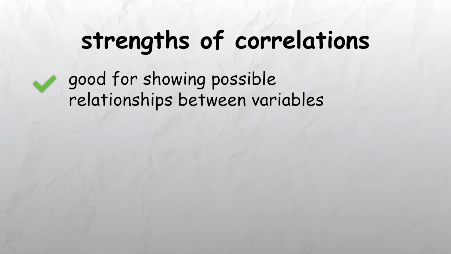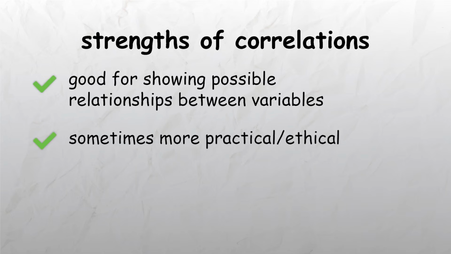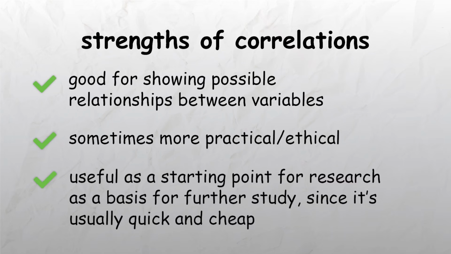Correlations are very good for showing the possible relationships between variables, and sometimes they are the only practical or ethical way of carrying out an investigation. Researchers may use correlational analysis as a starting point for their research. If a relationship between variables is found, they can then investigate this further, perhaps using experimentation to investigate if there is a causal relationship.